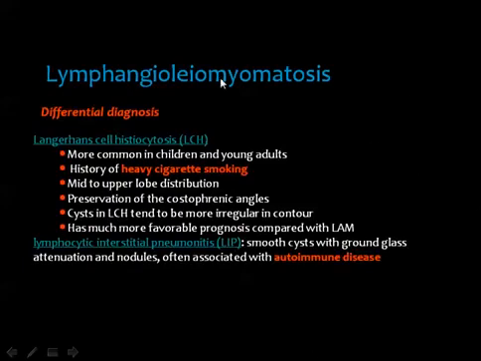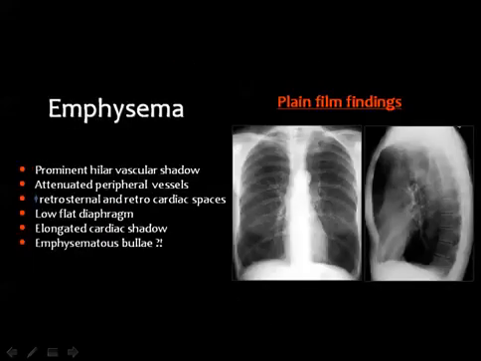Then the differential diagnosis of lymphangioleiomyomatosis is mainly histiocytosis. But you know that histiocytosis can occur in children and others, male and female. You know the intimate history of cigarette smoking. You know the upper lobe and middle zone distribution. No affection of the lung bases or the costophrenic angles. The cysts are large with thick walls of irregular contour, and lymphangioleiomyomatosis does not spare any part of the lung. I will mention lymphocytic interstitial pneumonia immediately now.